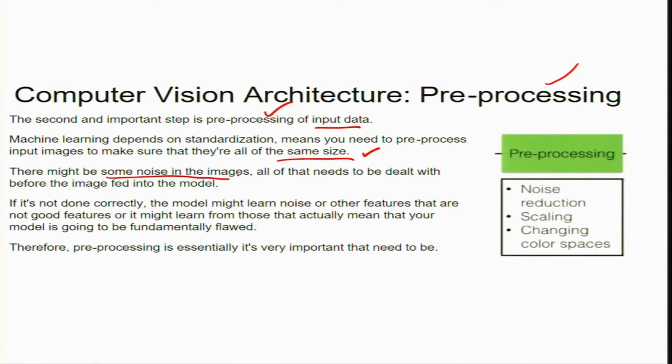Similarly, there are some other kinds of noise while taking the image from the camera. All that needs to be dealt with before being used in a data set for model training. If it is not correctly done, the model might learn the noise and other features which are not good for image recognition or object detection. It may go fundamentally wrong and the model may not give accurate predictions. So, pre-processing is very essential and we have discussed this.